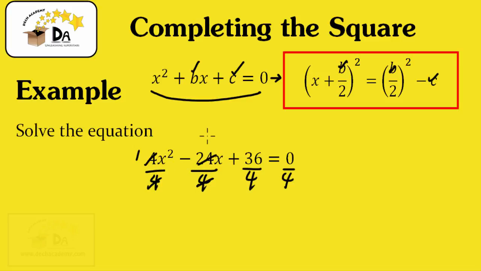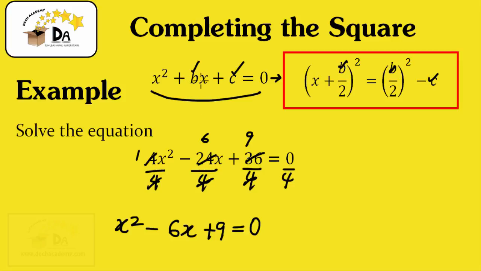4 in 24 is 6. 4 in 36 is 9. 0 divided by 4 is 0. So our equation now is x squared minus 6x plus 9 equals 0. We now have an equation in this form, and just to make it match this form exactly, let's rewrite it so that there are two plus signs.